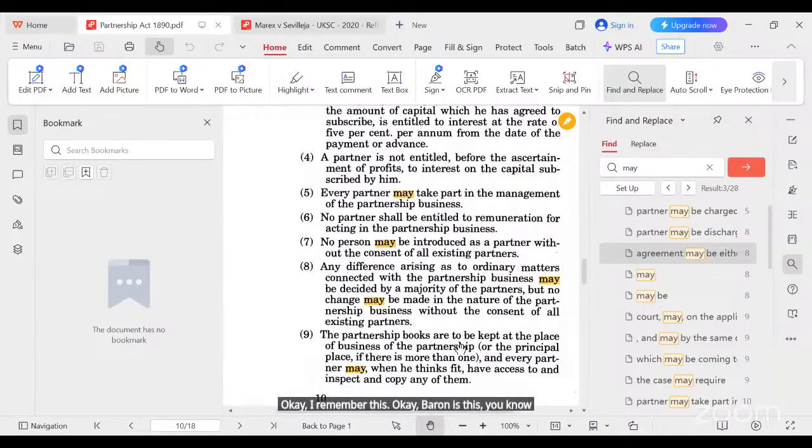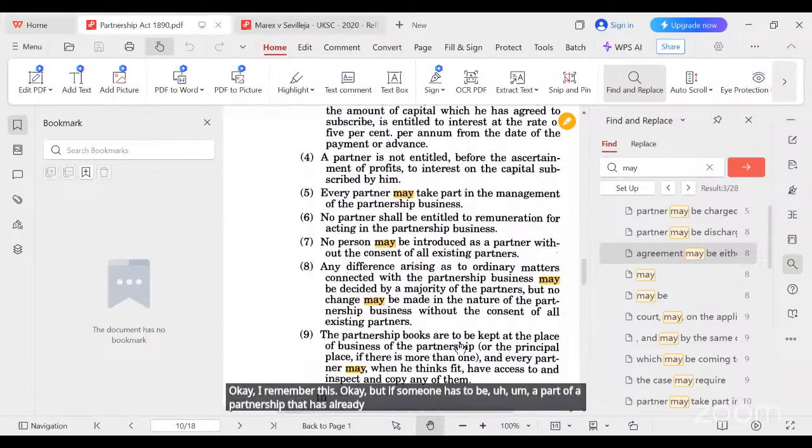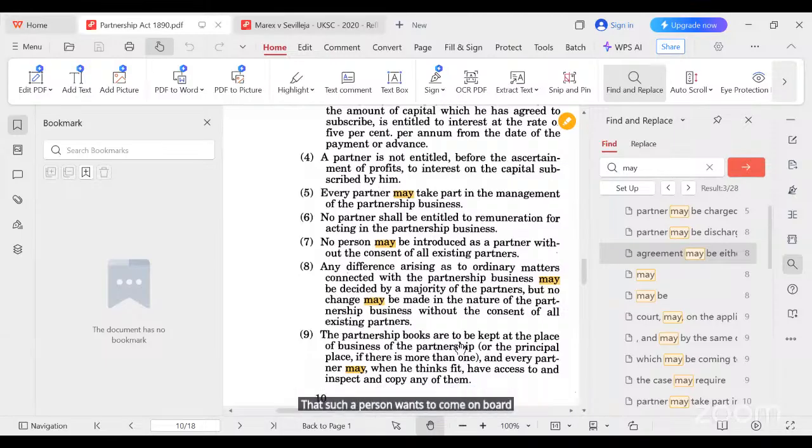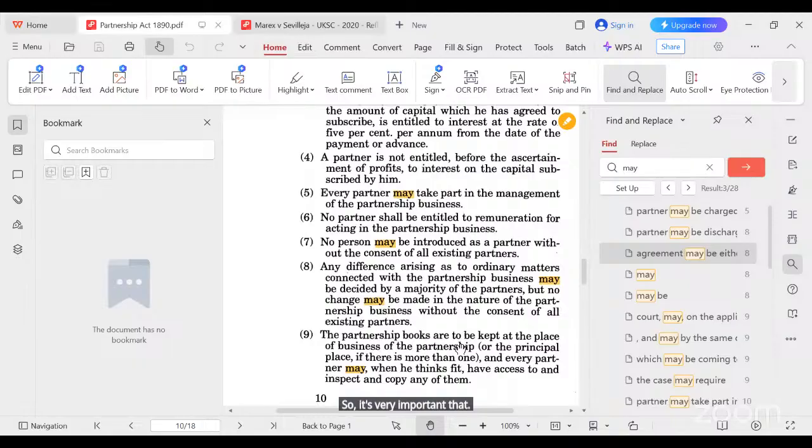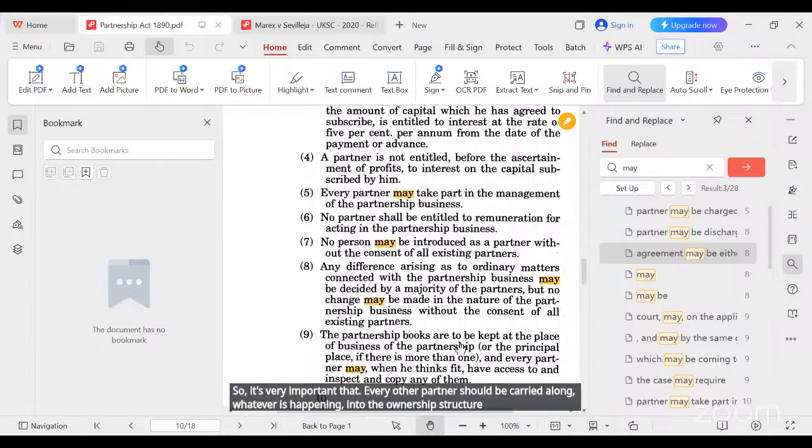If someone has to be a part of a partnership that's already been in existence or a new partnership, other partners as well should be informed that such a person wants to come on board as a partner, and this is the amount he's willing to contribute and all of that. So it's very important that every other partner should be carried along in whatever is happening to the ownership structure of their business. So I think this rule is fair enough.